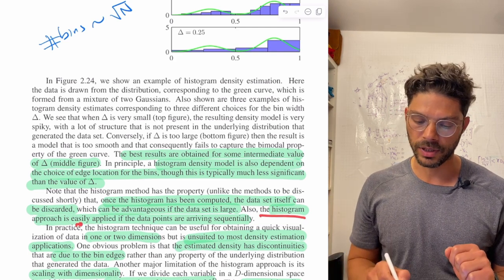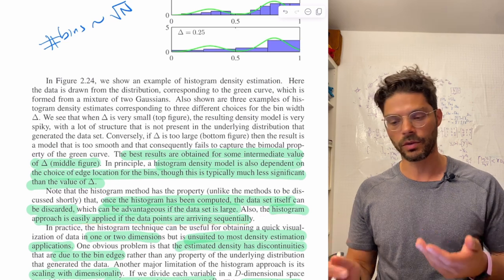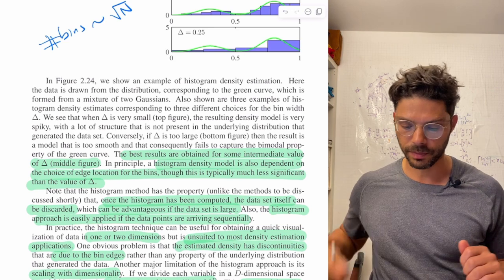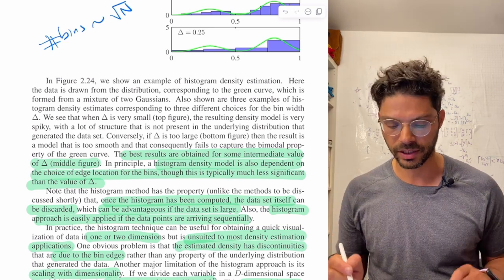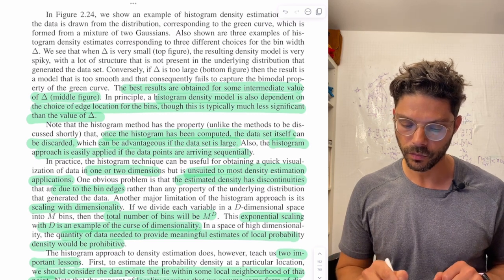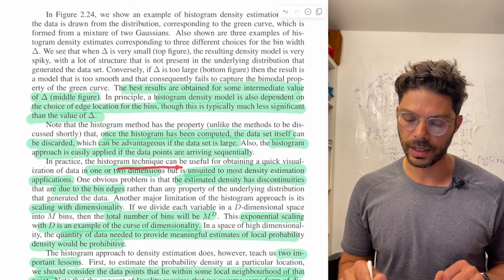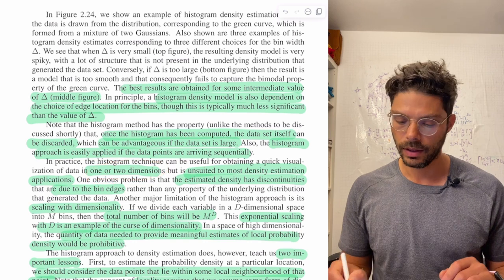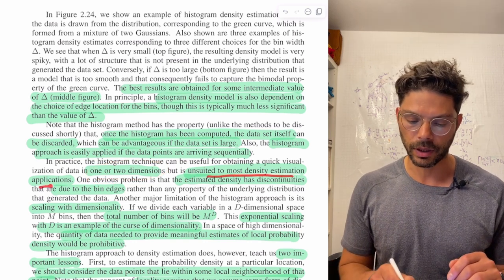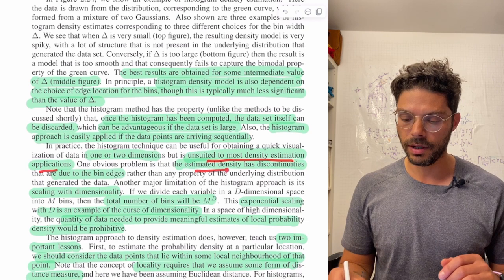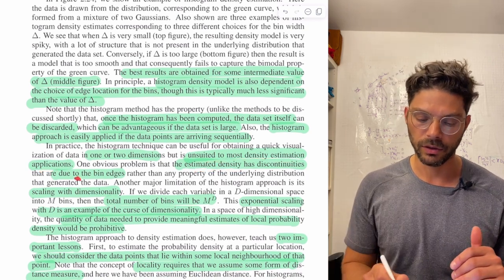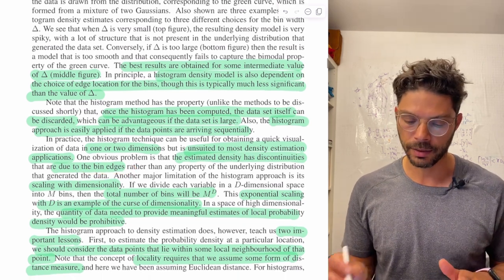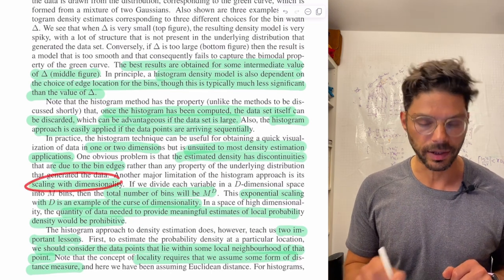Also, the histogram approach is easily applied if the data points are arriving sequentially, because you put each data point in and perturb some of those p_i's in a simple way. In practice, the histogram technique can be useful for obtaining a quick visualization of the data in 1 or 2 dimensions. It's unsuited to most density estimation applications. One obvious problem is that the estimated density has discontinuities due to the bin edges rather than any property of the underlying distribution. But I think the really big one is the scaling with dimensionality.